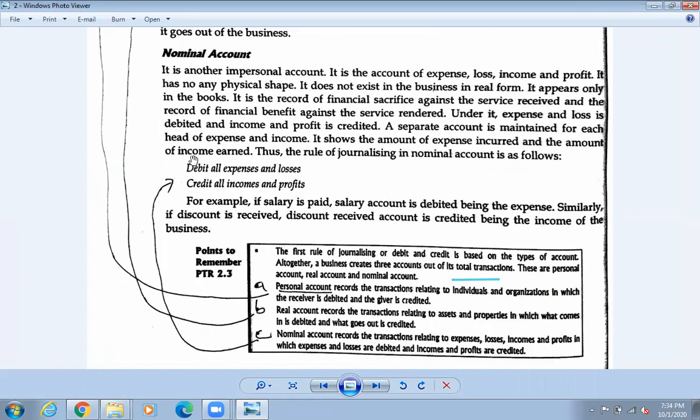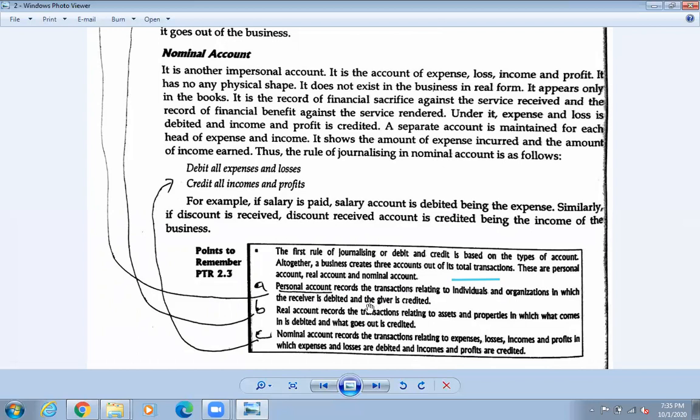after writing that equation, write down number A. Personal account, give an arrow and write down personal account records. Write down the title personal account, underline it, give an arrow and write down personal account records the transaction relating to individual and organization in which the receiver is debtor and the giver is the creditor.